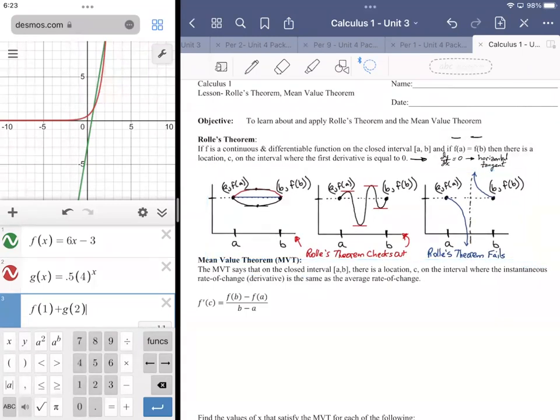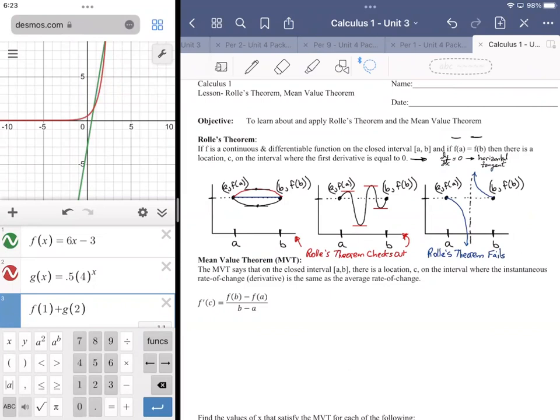Making it look a little bit nicer. So that's Rolle's theorem, and we'll get into examples in a minute. But then we have the mean value theorem, which is a little bit more relatable. It's actually a whole lot more relatable.